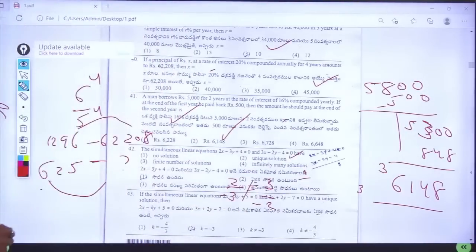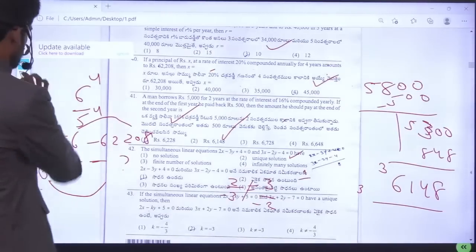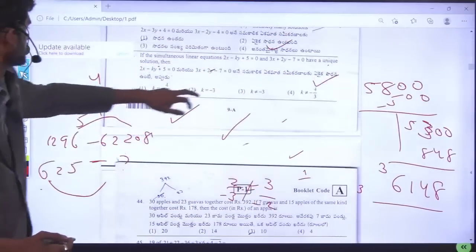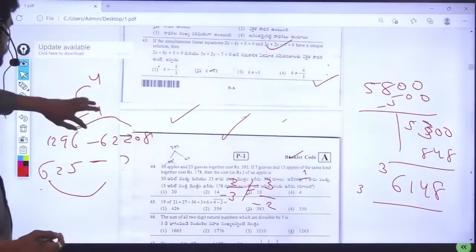In the simultaneous linear equations of 2x minus ky plus 5 equal to 0 and 3x plus 2y minus 7 equal to 0 have a unique solution. Unique solutions అని అన్నారు, దాన్ని అడిగారు. ఏమవుతుందండి సెకండ్ క్వశ్చన్ 43 ఆన్సర్ ఏమొస్తుందండి k equal to -3 వస్తుంది. ఆప్షన్ 2 కరెక్ట్. నెక్స్ట్ 44 చూడండి.